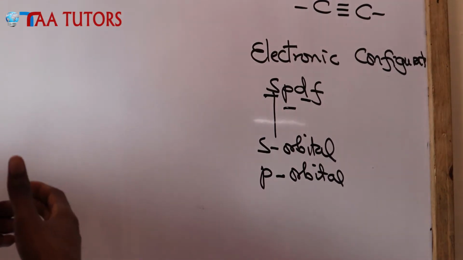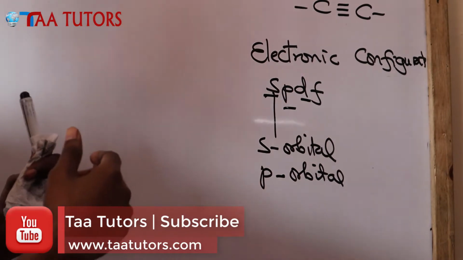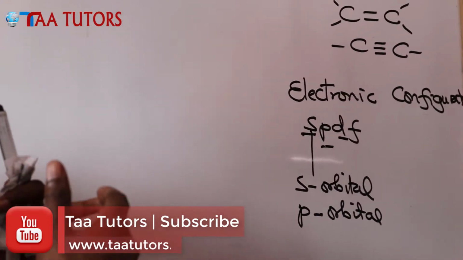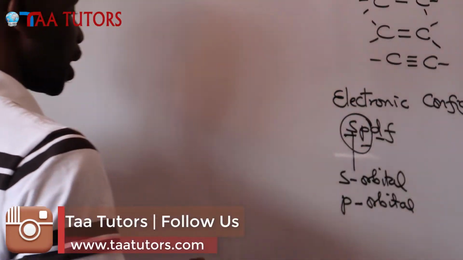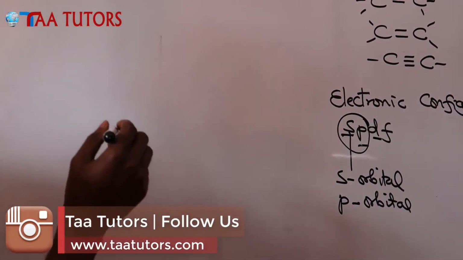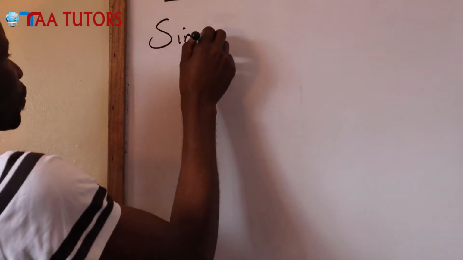How do we deal with electrons in the S orbital? How do we deal with the electrons in the P orbitals? How do we deal with the electrons there? We are going to mainly deal with the S and P orbitals.